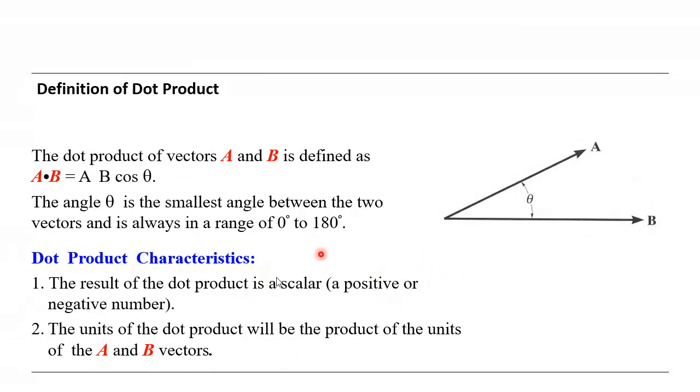The result of the dot product is a scalar. So A dot B is a scalar, not a vector. A scalar could be a positive or negative number. So this is the left side, the right side of the equation. A scalar, that means we have to multiply the magnitude of A times the magnitude of B times the cosine theta. Theta is the angle between the two vectors. So we use it sometimes to calculate theta, or to calculate the magnitude of the vectors and so on. The second characteristic is that the unit of the dot product will be the product of the units of the A and B vectors.